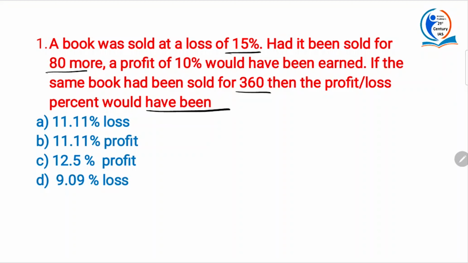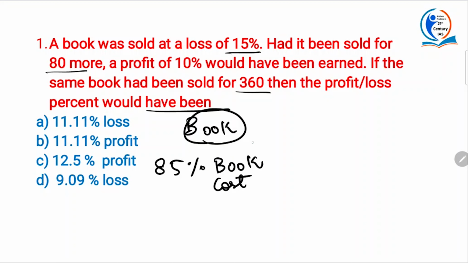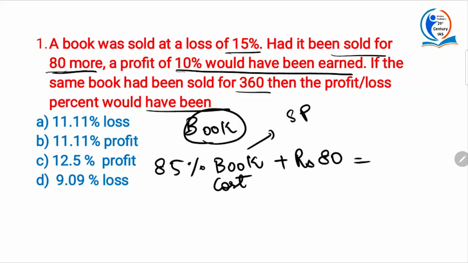Okay, so what is the question saying? It says that there's a book and it costs something. 85% of the book cost was the selling price. Had it been sold for rupees 80 more, then the profit would have been 10%. Which means 85% of the book cost plus rupees 80 would have fetched him 10% more than the cost price, right? Which means this is equal to 110% of the book cost.